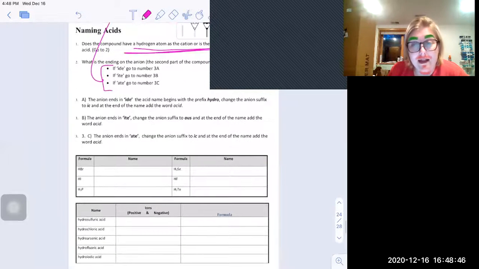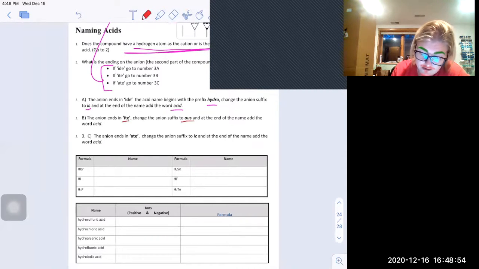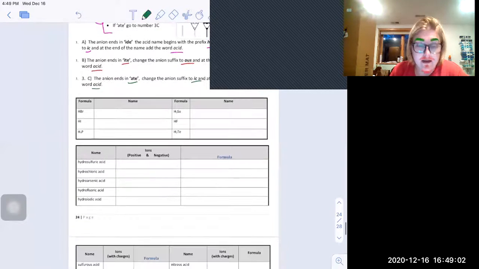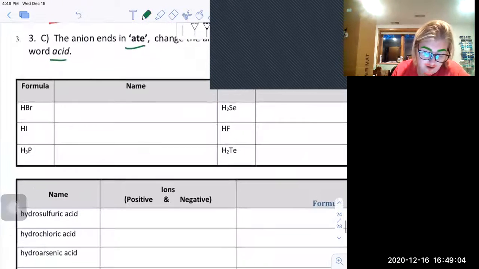And if the anion ends in IDE, it becomes hydro, IC, and then the word acid. If it ends in ITE, it becomes OUS and acid. And if it ends in ATE, it becomes IC and acid. All right, so let's try a couple of these and we'll move on.